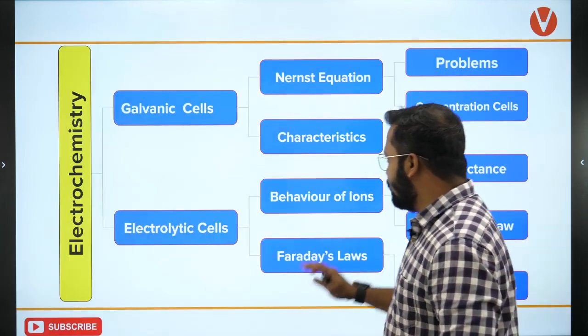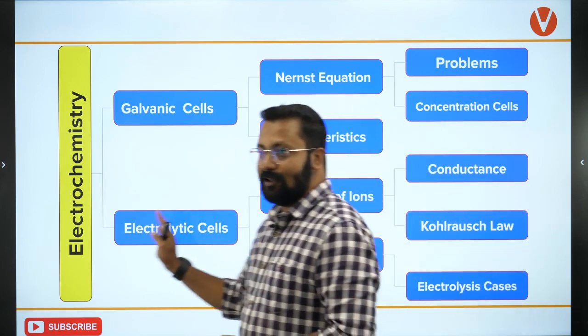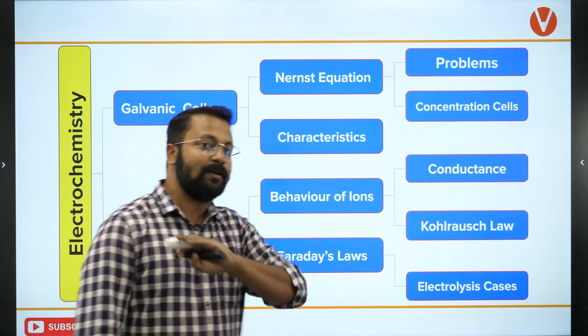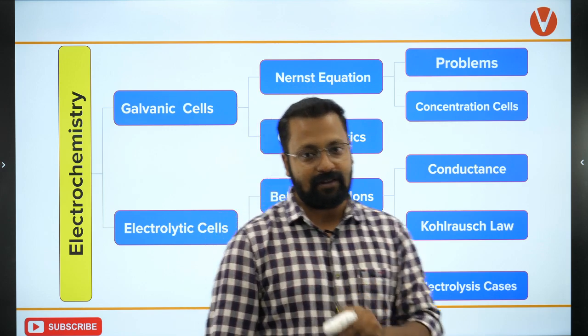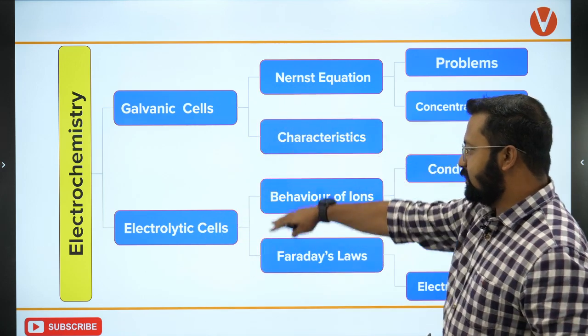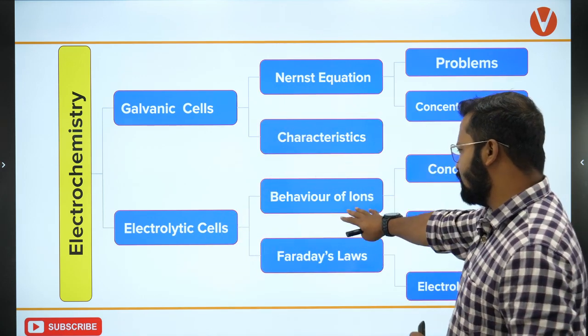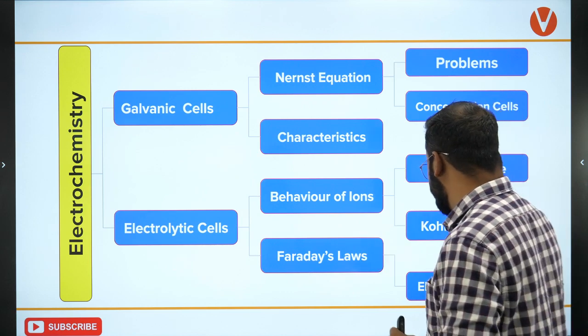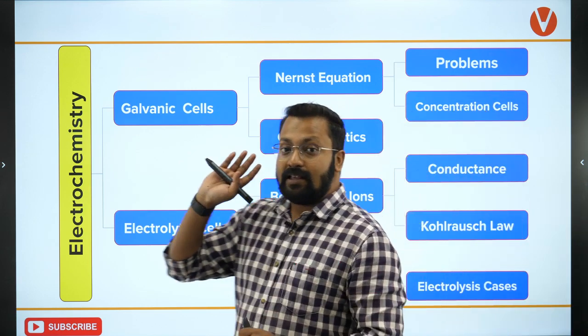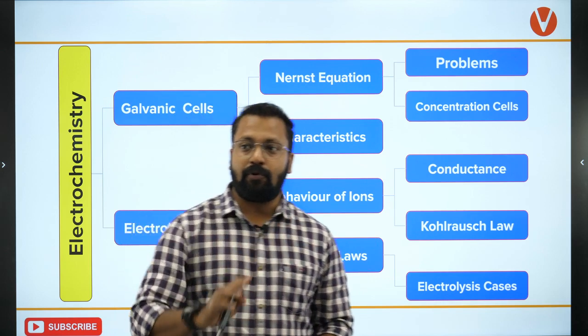The things that we have covered is everything that you can see over here. Everything written here we have covered. So we have covered galvanic cells, electrolytic cells, Nernst equation, characteristic behavior, Faraday's laws, Kohlrausch's law, electrolysis cases, concentration cells, and also the problems on that.